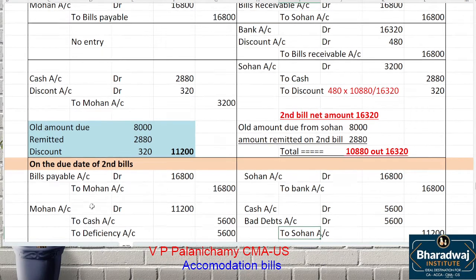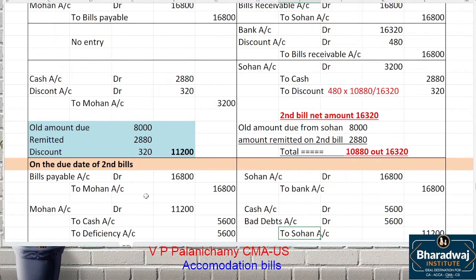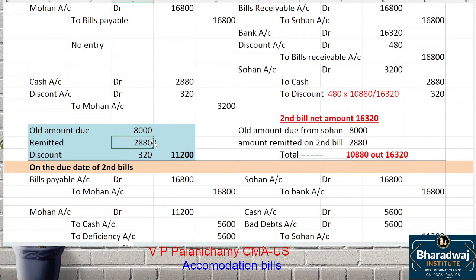So in the examination, either renewal of a bill, old bill, cancel old bill, then charge interest, draw the new bill, on the due date of the new bill, the party may become bad debts. That type of model is asked, or this type of question is tested. Accommodation bill concept is tested.